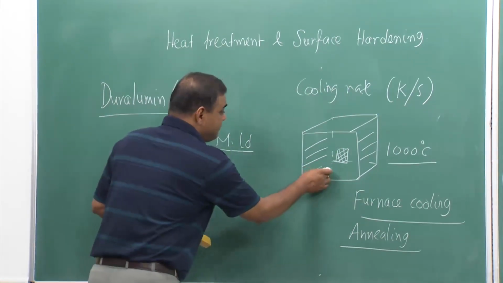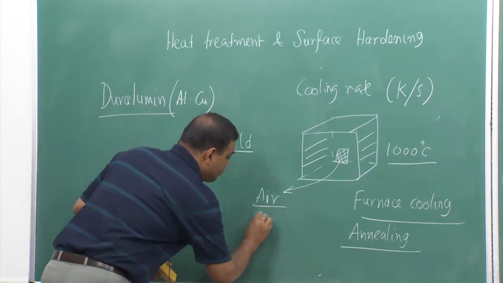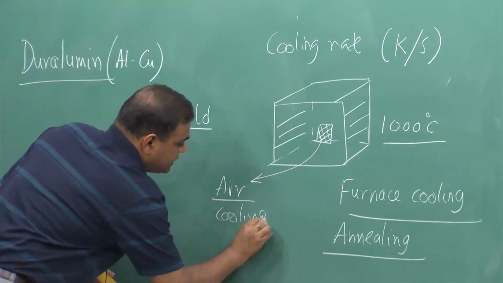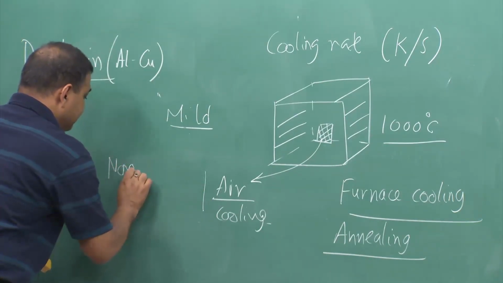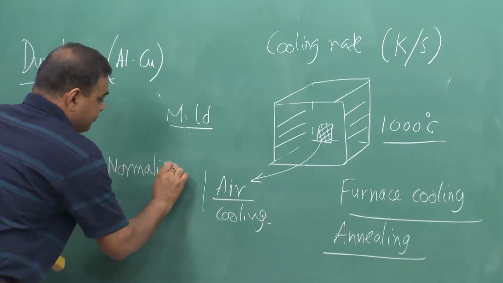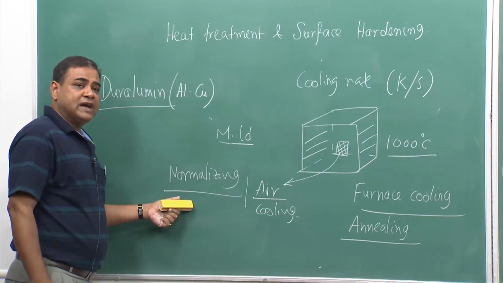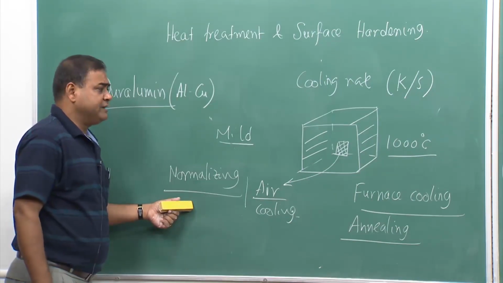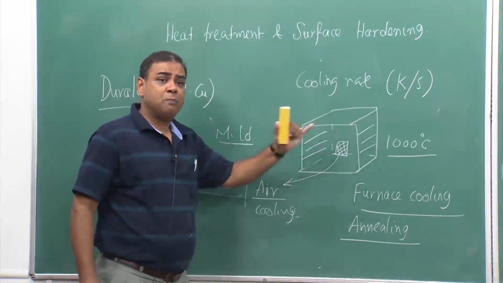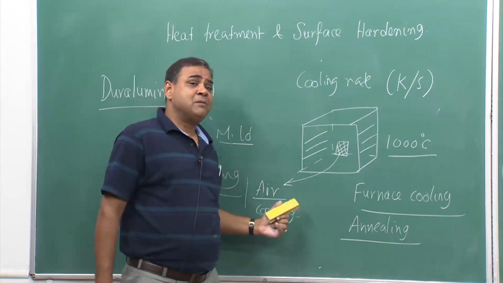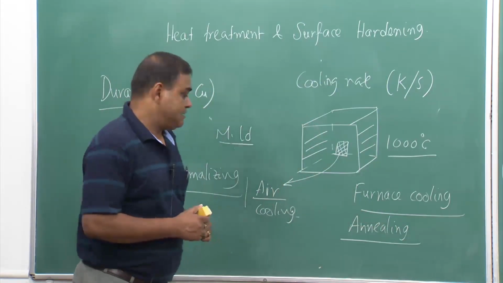So, that means if we take it to air, that time it is called air cooling. You will later know that this is also called normalizing. So, that means here also we are getting a bit faster cooling rate compared to the condition where the doors are open, and this is much faster compared to the furnace cooling where the door is closed.